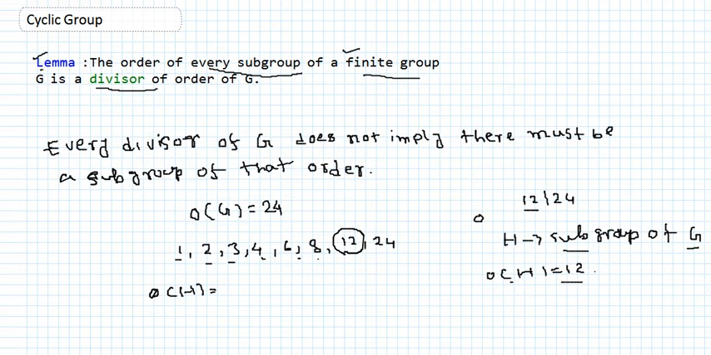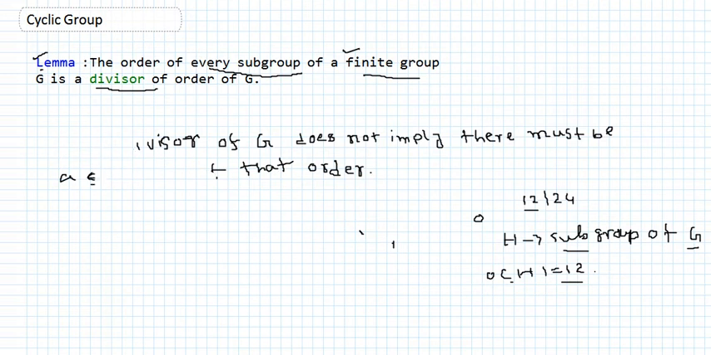They only say that if we have a subgroup, then its order must divide the order of the group. So remember that result, it's a very important result, and also remember that the converse of the result is not always true. So here we go.